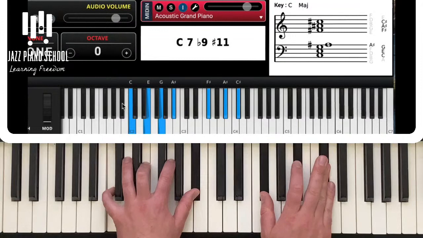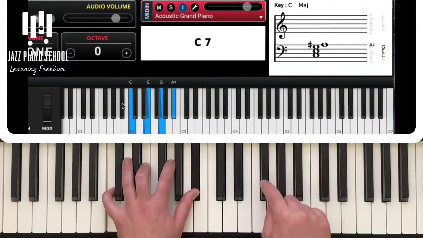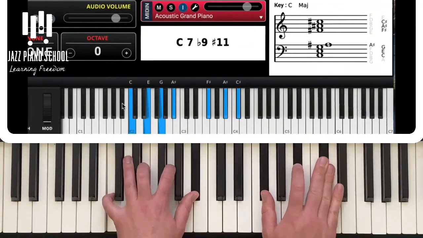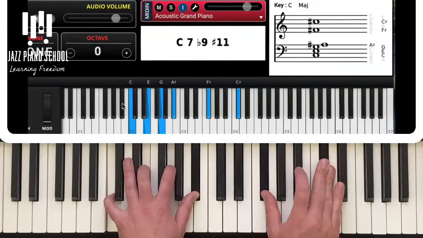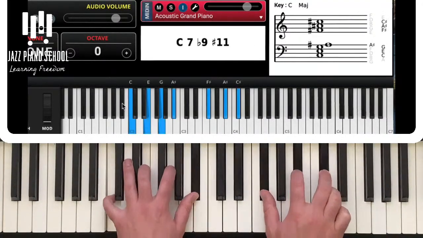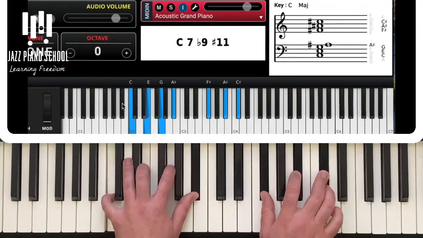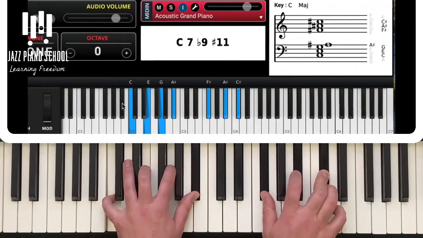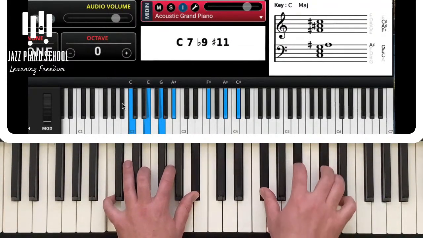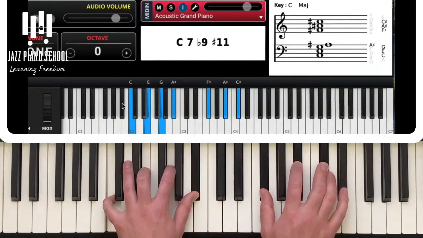So this is going to give me certain types of extensions. It's going to give me the sharp 11 over my dominant chord. It's going to give me the flat 7, which isn't an extension, it's just a doubled chord tone. And it's going to give me flat 9. Okay, so this is a particular type of sound I can get from working on my flat 5.